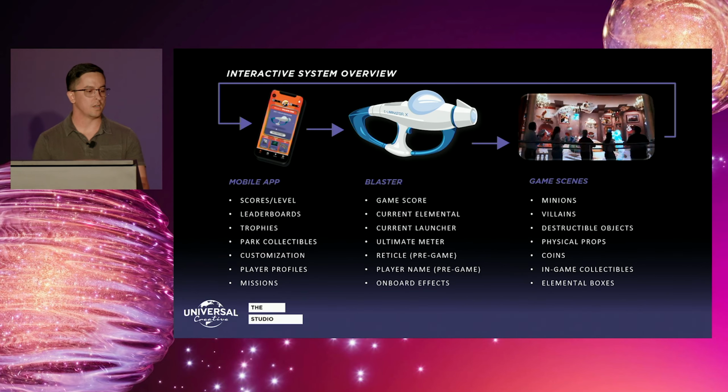And then at the very end of the ride, the blaster seamlessly transfers all of that data to our backend and updates it on your phone. So as soon as you're off the ride, you can take a look at your score compared to your friends next to you, and then apply any new upgrades or things that you got onto the next go round.